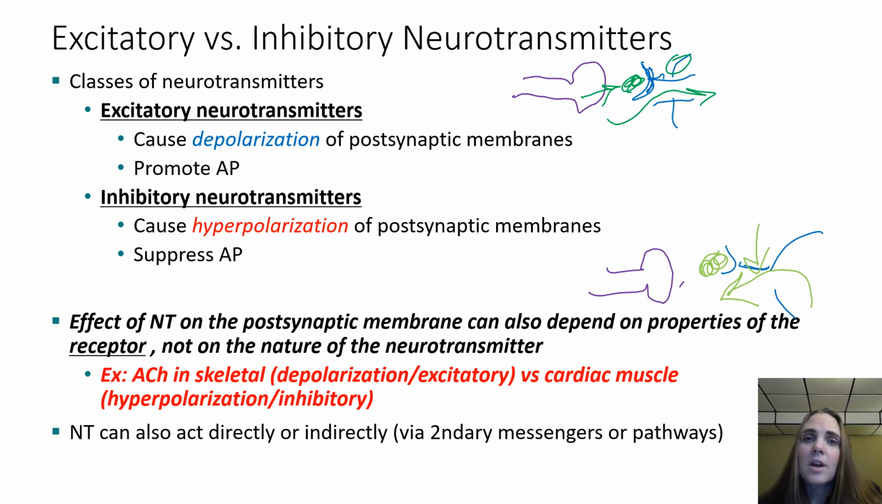Or we can have indirect effects. So that first neurotransmitter could bind a receptor on the membrane in the postsynaptic cell, and that could end up resulting in a series of secondary effects that then result in the opening of a membrane channel. So it could be that binding of the receptor isn't directly causing a depolarization, but it's triggering a series of events that will cause a depolarization down the line.